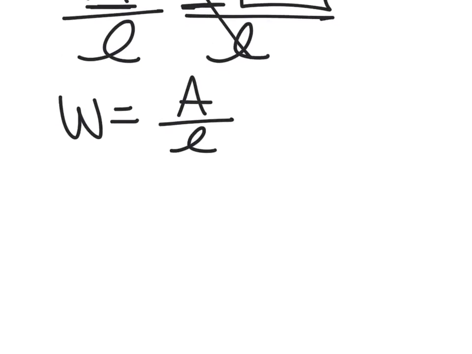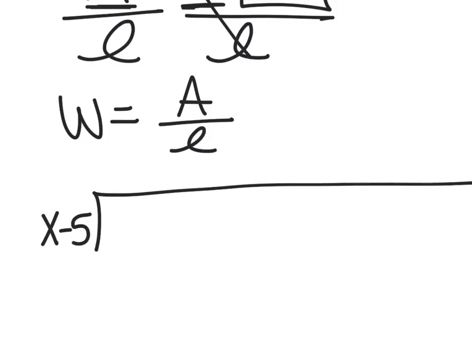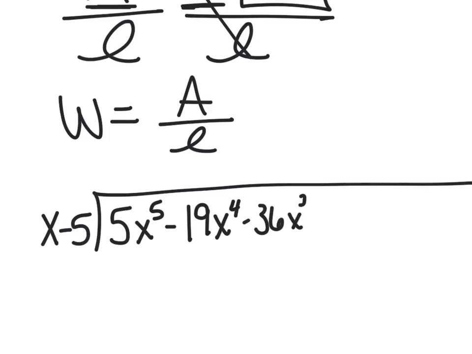So to find that width, I'm just going to say, okay, I need to divide my area by my length. My length is x minus 5. And I'm going to divide by that huge area polynomial, 5x to the 5th minus 19x to the 4th minus 36x cubed plus 36x squared minus 39x plus 45. Now you'll notice I wasn't missing any terms, so again you would just really take your time and divide those out, and whatever you get for your quotient would be the width.